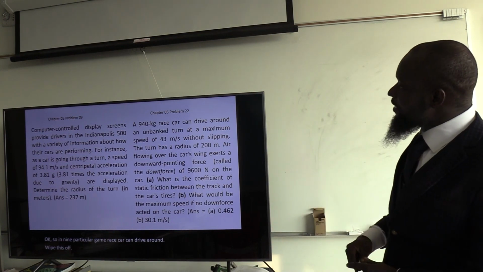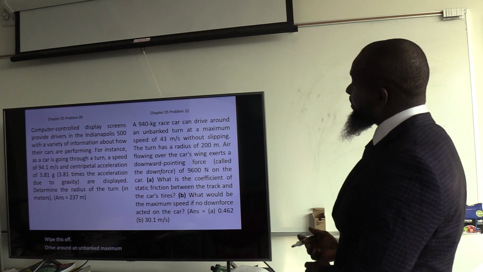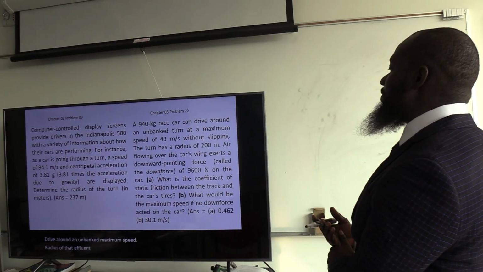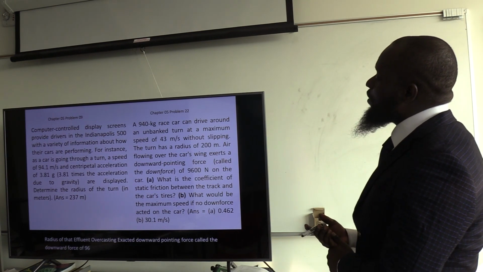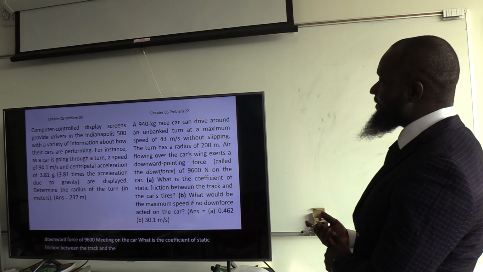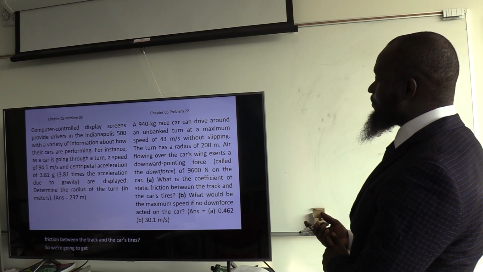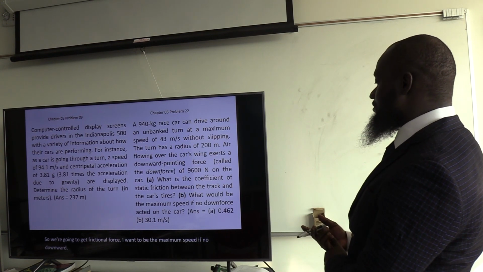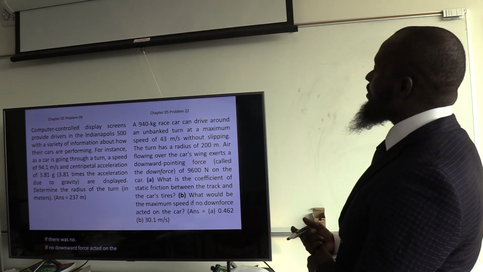Alright. A 940 kilogram race car can drive around an unbanked turn at a maximum speed of 43 meters per second without slipping. The turn has a radius of 200 meters. Air flowing over the car's wing exerts a downward pointing force called the downforce of 9600 Newtons on the car. What is the coefficient of static friction between the track and the car's tires? Okay. So we're going to get frictional force. I want to be the maximum speed if no downward force acted on the car. Okay. So let's see that.